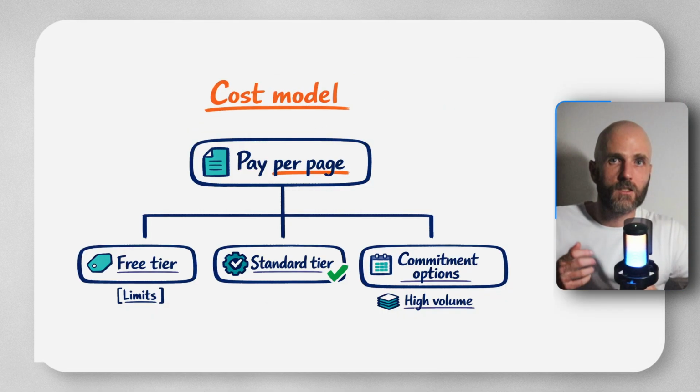When access is handled, the next question is what this costs me at volume, because now I'm running thousands of pages, not one. And the model is simple. I pay per page. There is a free tier with limits to try it, a standard tier for production, and if I'm running real volume, commitment options that change the effective per page cost.